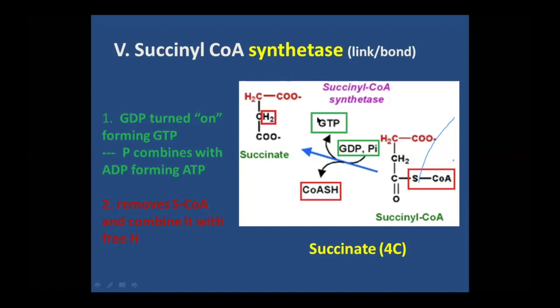Now, this particular molecule is actually turned off when it is GDP and it is turned on when it is GTP. Now, when it is turned on, it combines the free-floating phosphates and the free-floating ADPs so that it would form ATP. So, indirect po ang formation natin ng ATP dito. Kailangang ma-turn on muna si GTP para mag-combine ang P at ADP para mag-form ng ATP. So, that is the first function. The second function would be the removal of S-CoA over here, and then this would be brought out. Okay? Resulting in succinate, a 4-carbon molecule.